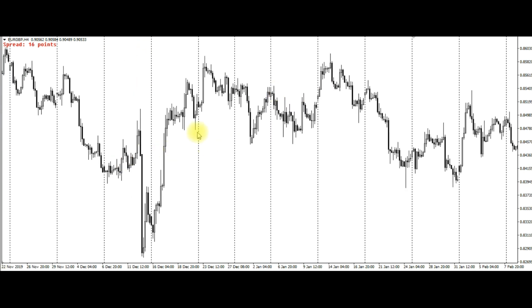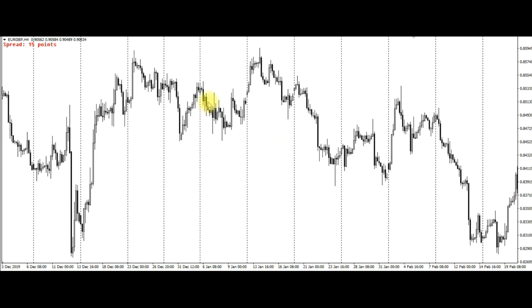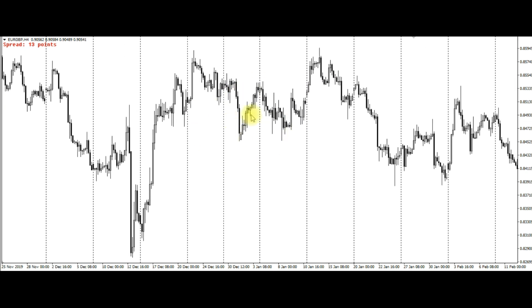You can go on and on and on, and you see a lot of them in our charts. Alright, so that's for the breakers, proportion blocks, and order blocks.